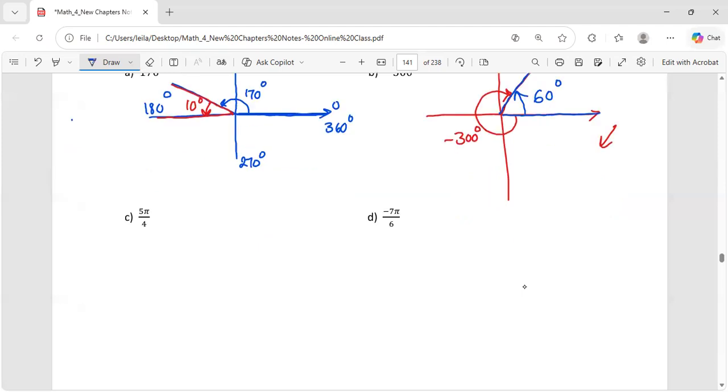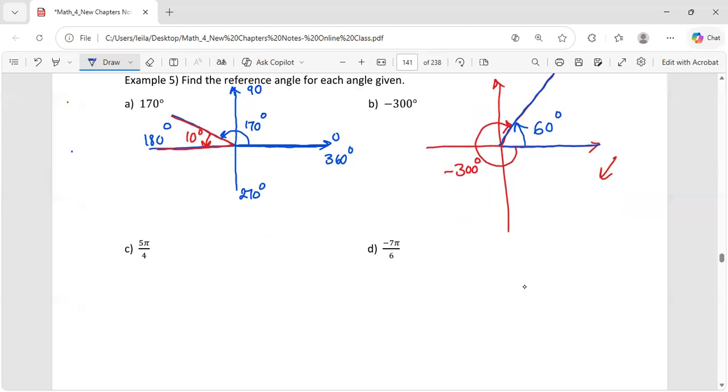Next one, 5 pi over 4. So let's graph the angle first. This time we have a radian measure. And in radian, I know this is a 0 radian, pi over 2, which is 90, pi, 3 pi over 2, and 2 pi. These are the radian measures.